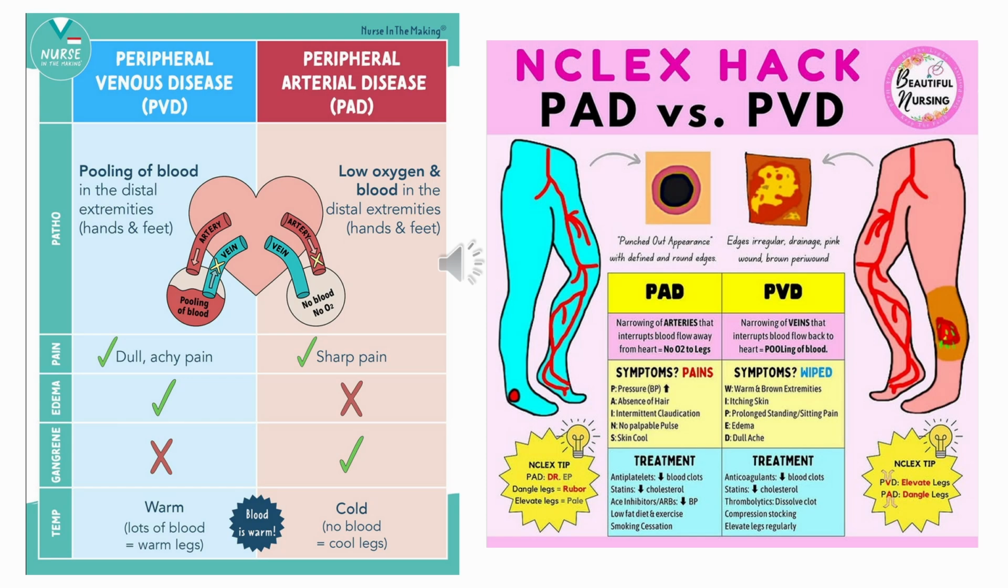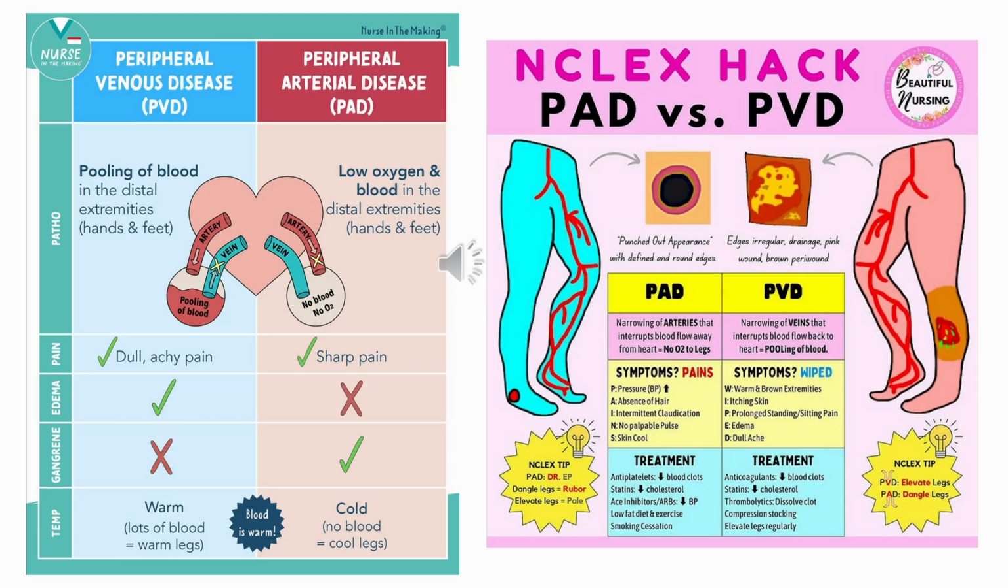As far as temperature and edema goes, a simple way to differentiate between these conditions is temperature. So peripheral arterial disease leads to cold extremities because they have reduced blood flow, whereas PVD, peripheral venous disorders, have warm extremities because they have pooling of blood. Also, edema is common in PVD. It may be seen in peripheral arterial disease, but it's definitely not as common as what's seen in peripheral venous disorders.